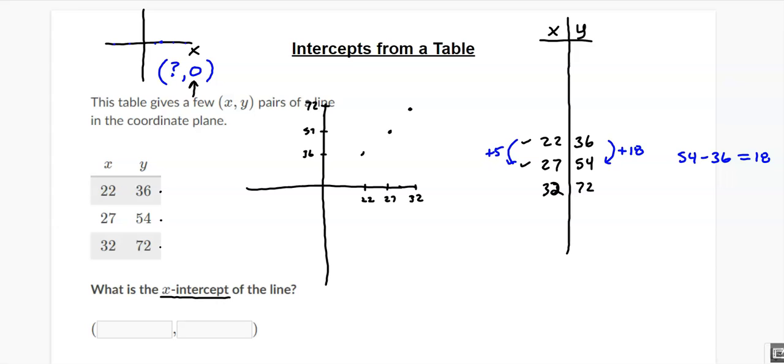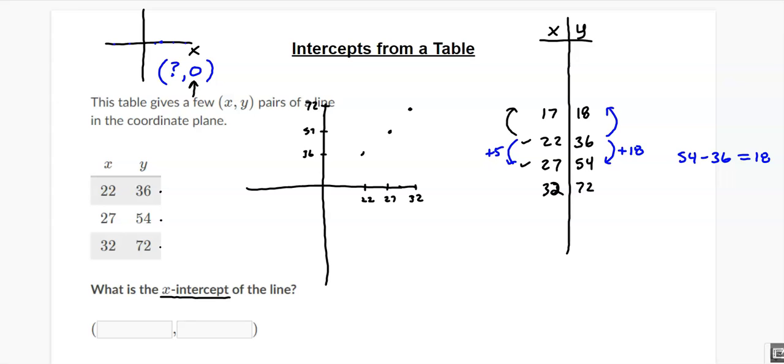To go the other direction, I'm going to have to do the opposite. If I want to go this way, I need to go backwards 18. So I need to do 36 take away 18, and I believe that's going to put me at 18. And if it's plus 5 going down, it's minus 5 going up. So 22 minus 5 is going to get me to 17.